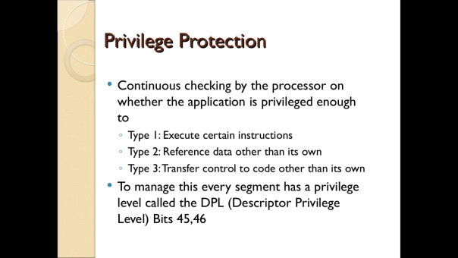These three checks are done continuously by the processor, and by checking all these conditions, the processor decides whether to continue the execution or to stop the execution of that program. To manage this, every segment has a privilege level called the DPL. Whenever we are executing a program, the processor monitors it by using this privilege value, the DPL, which is applicable to each segment, and the segment's privilege level is checked by the processor for the three conditions. To define the privilege level, that is the DPL, there are 2 bits, bits 45 and 46.